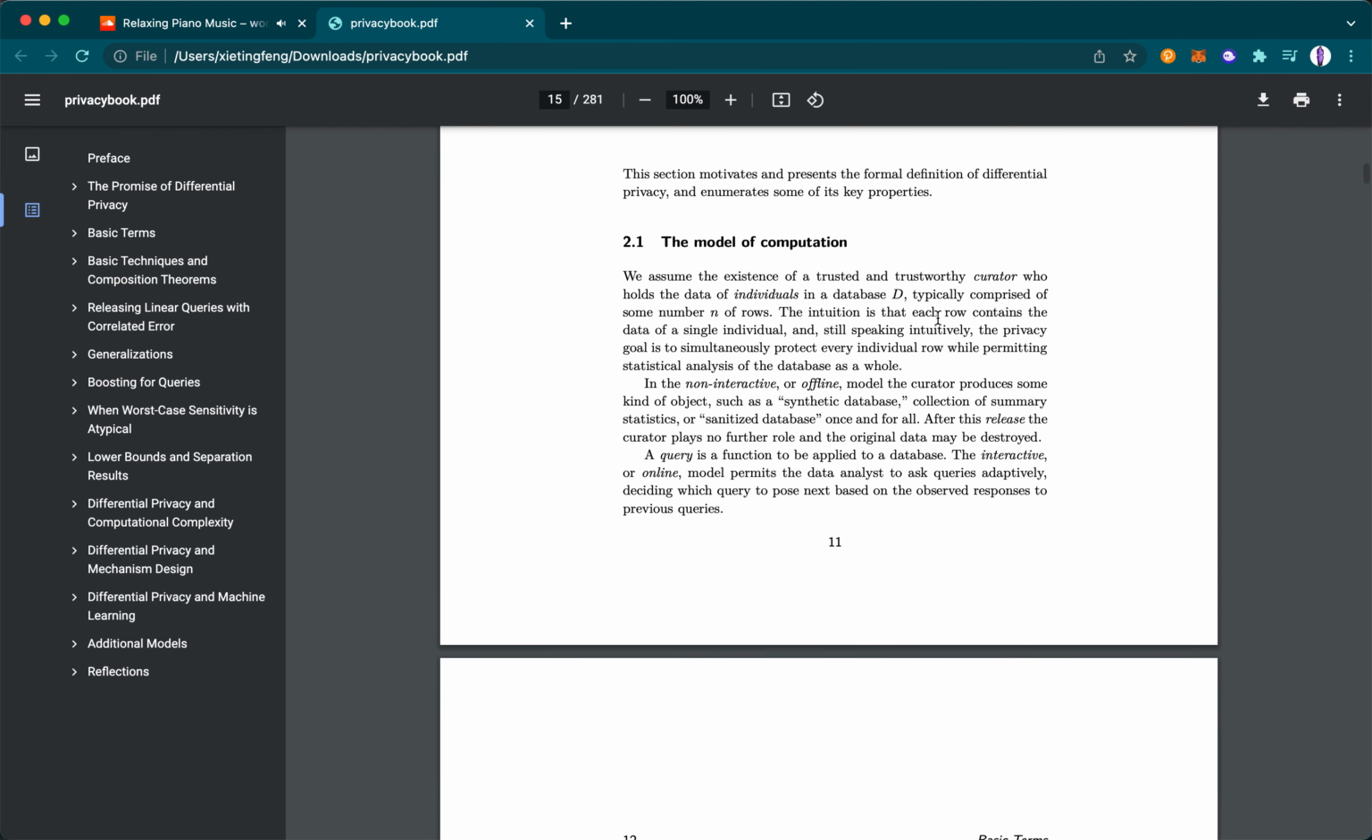This section motivates and presents the formal definition of differential privacy, and enumerates some of its key properties.